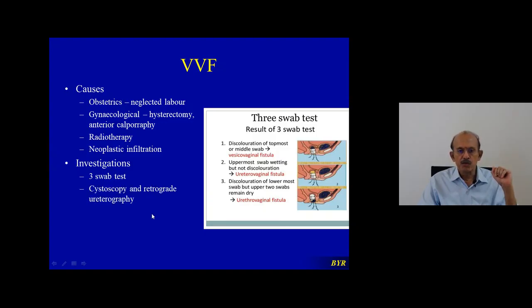Then you do cystoscopy and retrograde ureterography to evaluate the size of the fistula and place of the fistula in relation to the bladder, whether it is near the trigone or in the dome of the bladder. Treatment: repair by vaginal or abdominal route. So I am not giving details here.